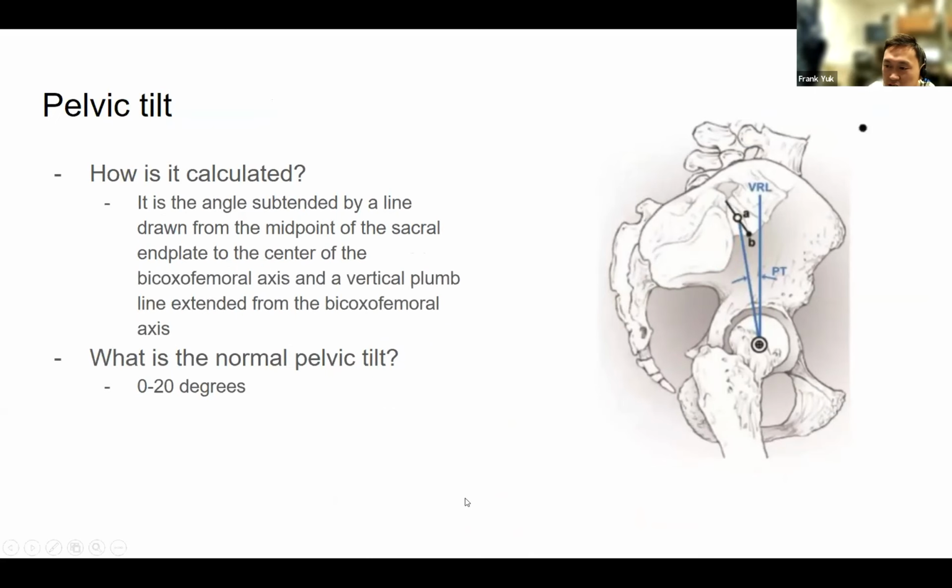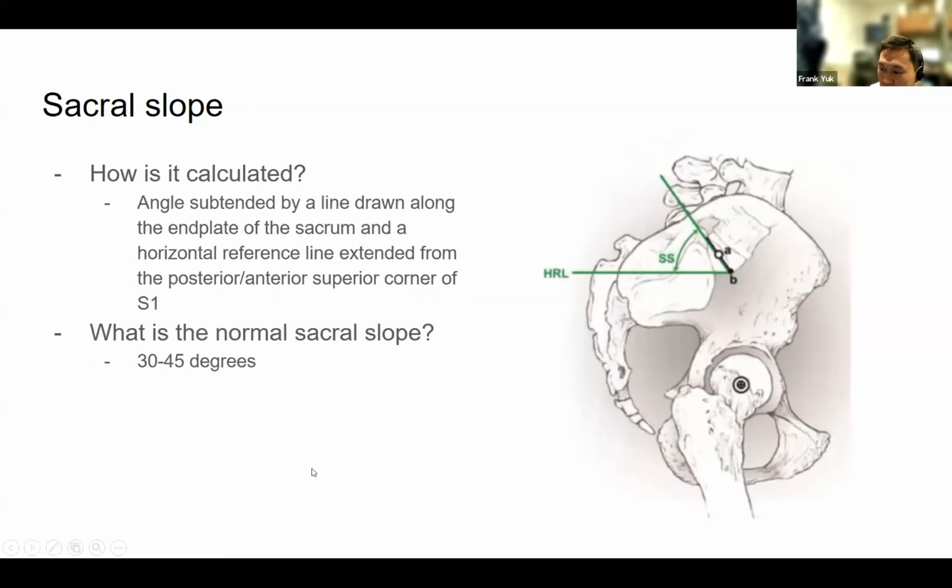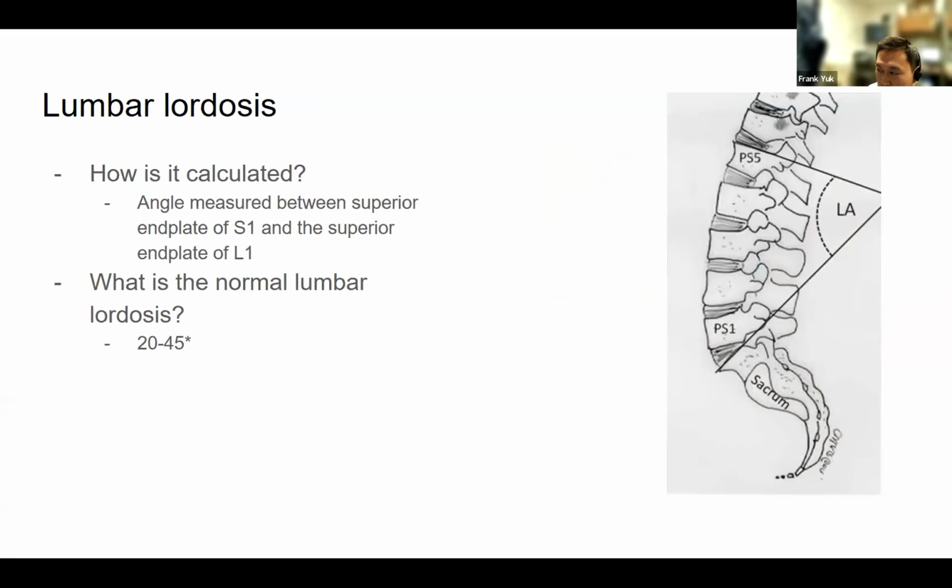And the pelvic tilt is calculated from the angle drawn from the midpoint of the sacral end plate to the femoral heads, and then a vertical plumb line drawn upwards. This should be between 0 and 20 degrees of pelvic tilt. The sacral slope is the angle drawn by the line from the sacral end plate and a horizontal line. This should be between 30 and 45 degrees. And then lumbar lordosis is the angle between the top of S1 and the top of L1, and this should be between 20 and 45 degrees.